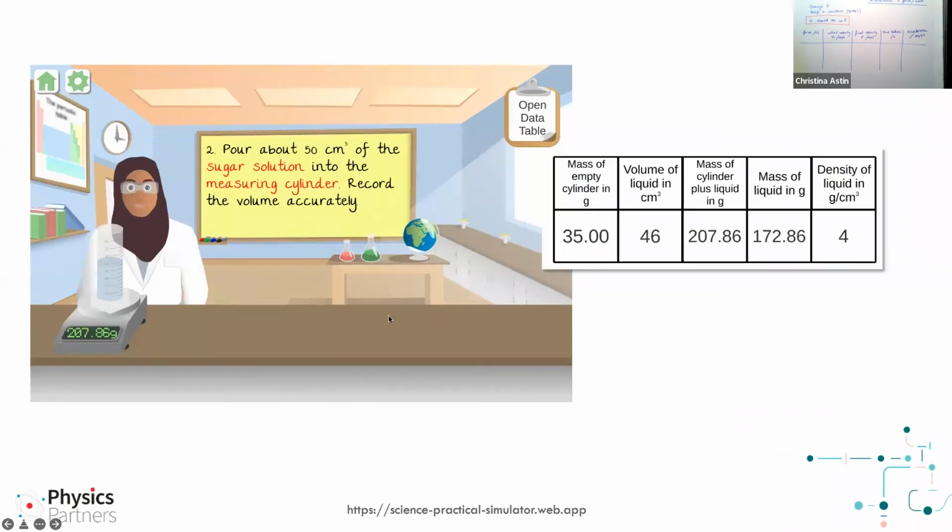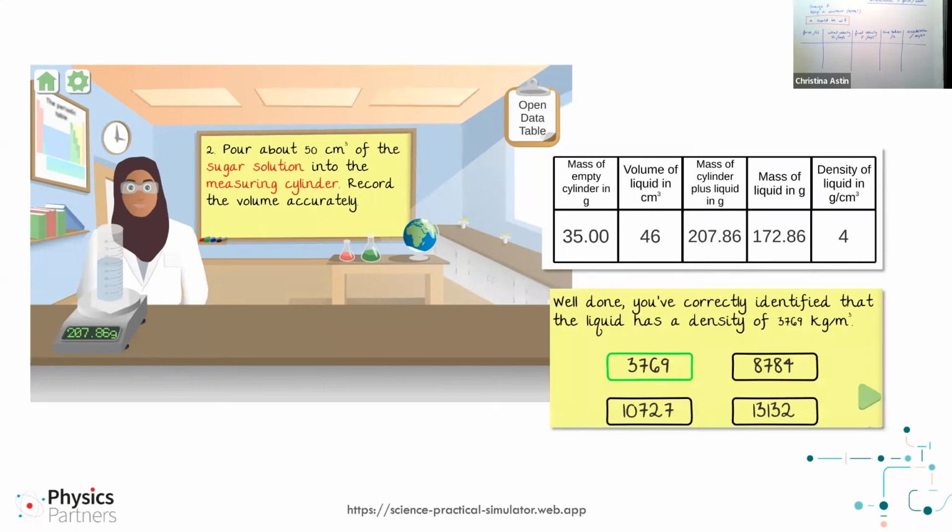Then one of the other ones that's quite useful here is density. Density is quite a simple practical to use, but if you do want a simulation for it, there aren't that many options that I've been able to find. This one makes them go through all the steps of finding the density of a liquid or a solid, I think. The other thing I like about this simulation is that it makes them actually calculate it, and then they have to choose the correct value from a multiple choice of values.